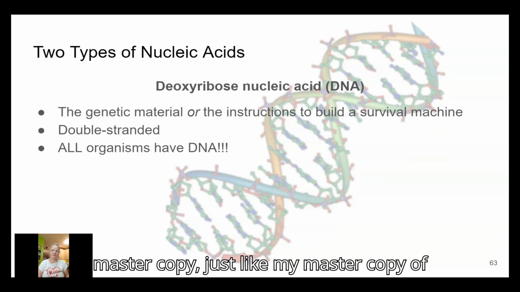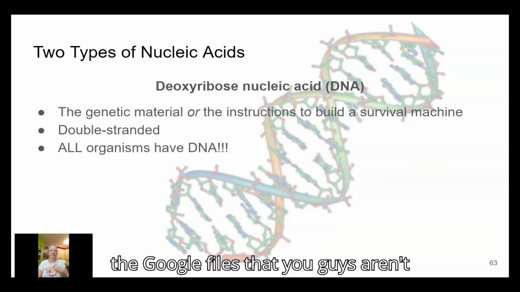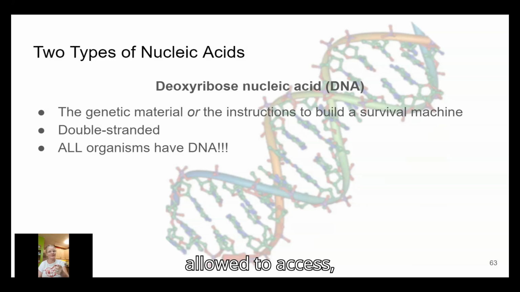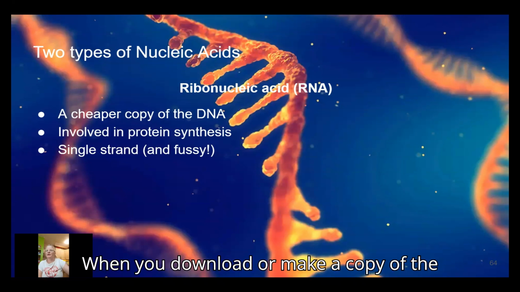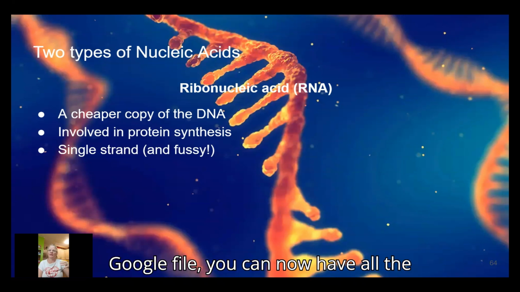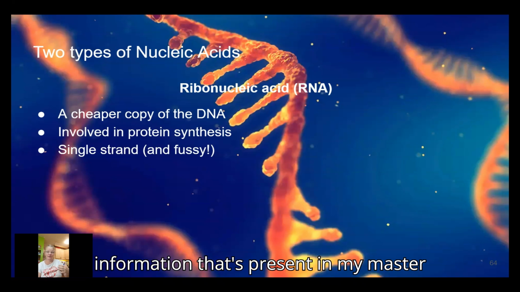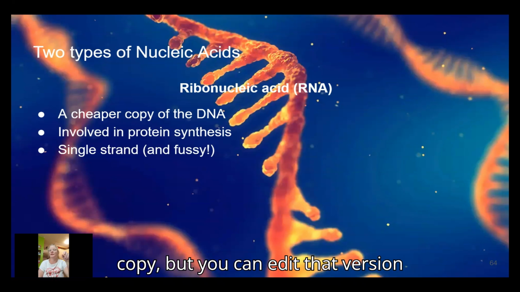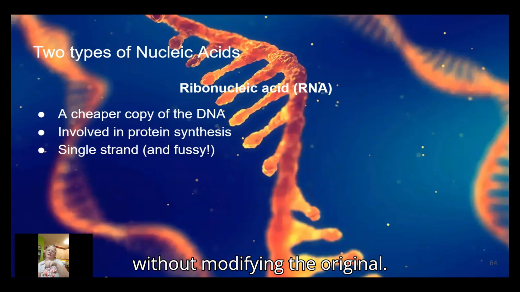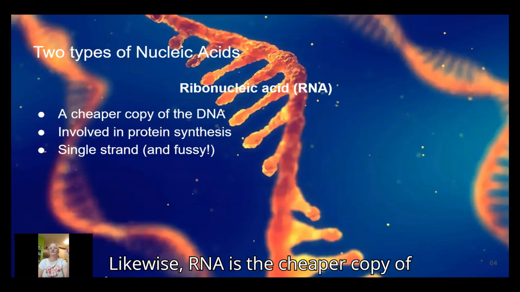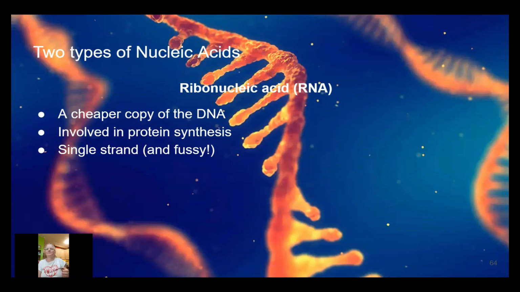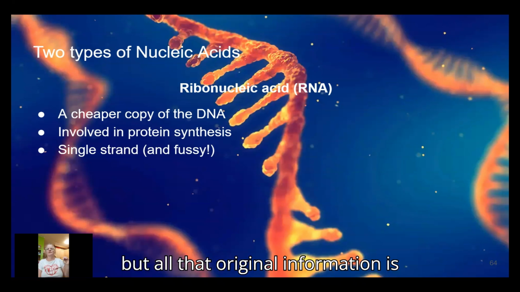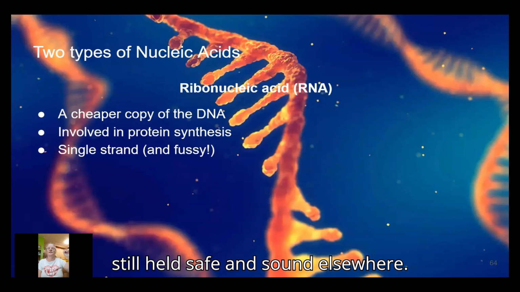DNA is the master copy, just like my master copy of the Google files that you guys aren't allowed to access. The other kind of nucleic acid is called RNA, or ribose nucleic acid. When you download or make a copy of the Google file, you can now have all the information that's present in my master copy, but you can edit that version without modifying the original. Likewise, RNA is the cheaper copy of DNA that can get all messed up, but all that original information is still held safe and sound elsewhere.